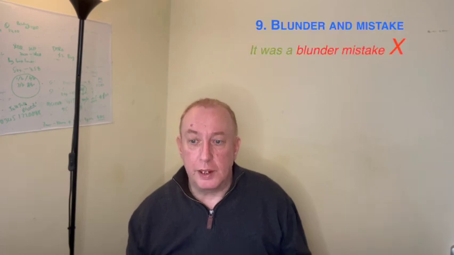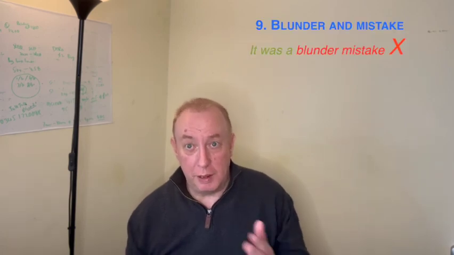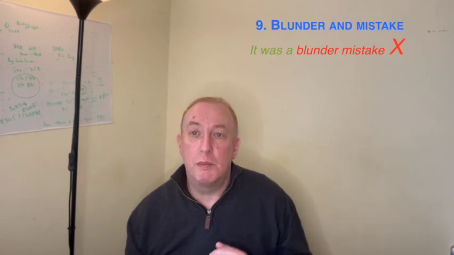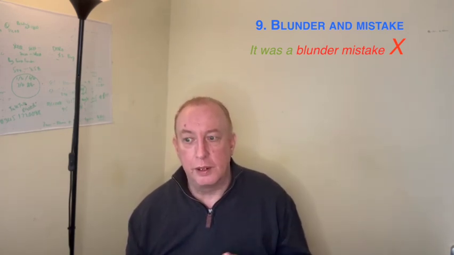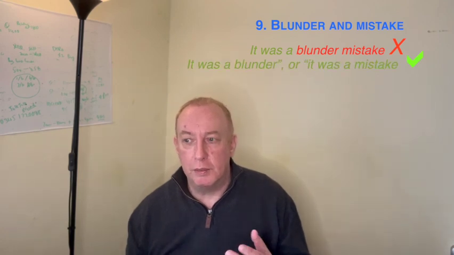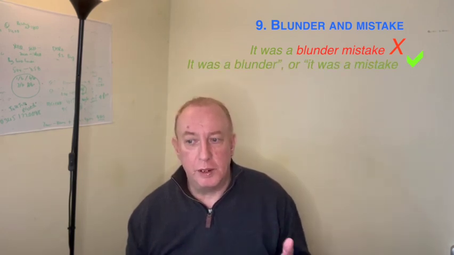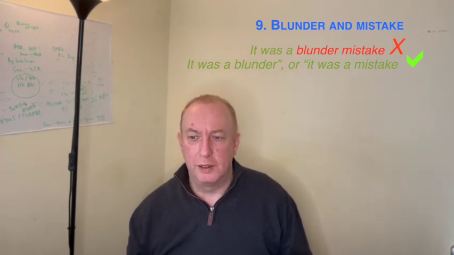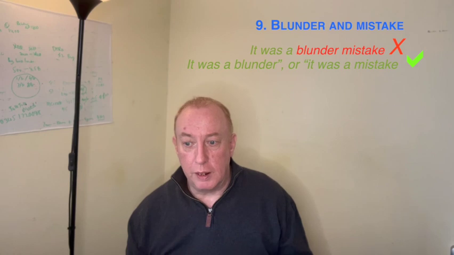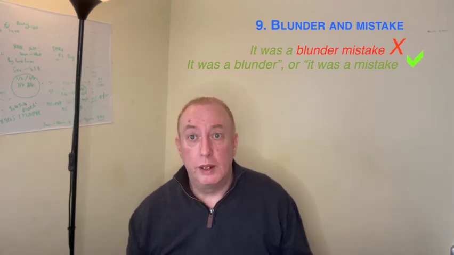The ninth mistake, blunder and mistake. Another common mistake we make while speaking is mixing blunder and mistake. Blunder is the synonym for mistake, therefore it cannot be used together. For example, it was a blunder mistake. No good. It was a blunder, or it was a mistake.